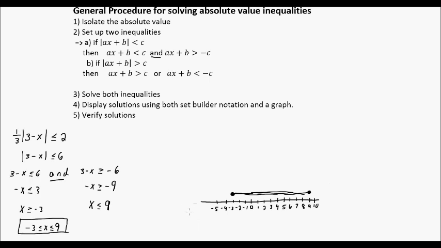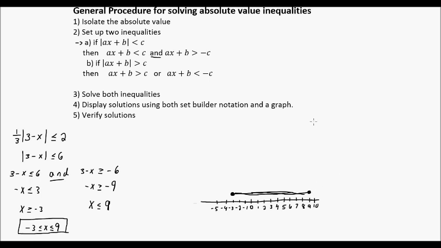Now, when we go to verify our answer, the way we're going to do it is to verify the endpoints, the -3 and the 9. So for instance, I'm going to plug in 9. 9 should be the largest number I can plug in such that the result is still less than or equal to 2. In fact, when I plug in 9, I should get 2. And if I plug in a number greater than 9, I should get a number greater than 2. So let's verify that. That's what this boundary means.